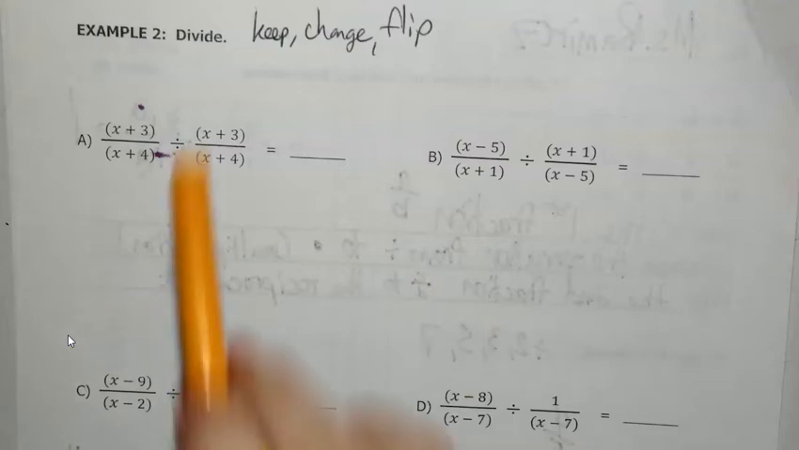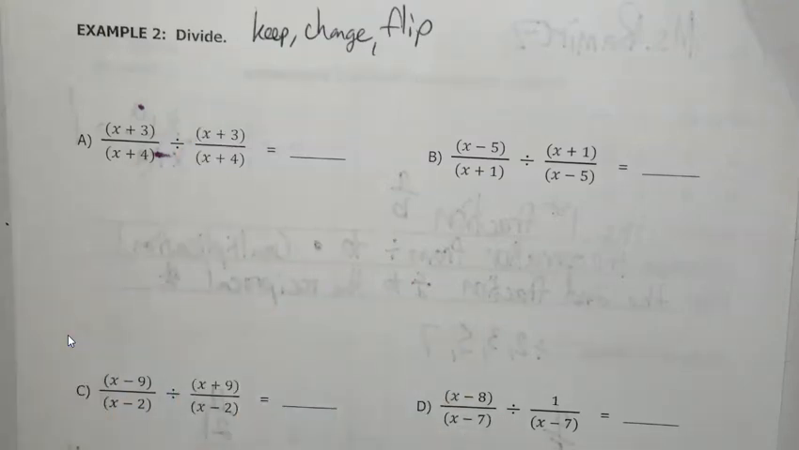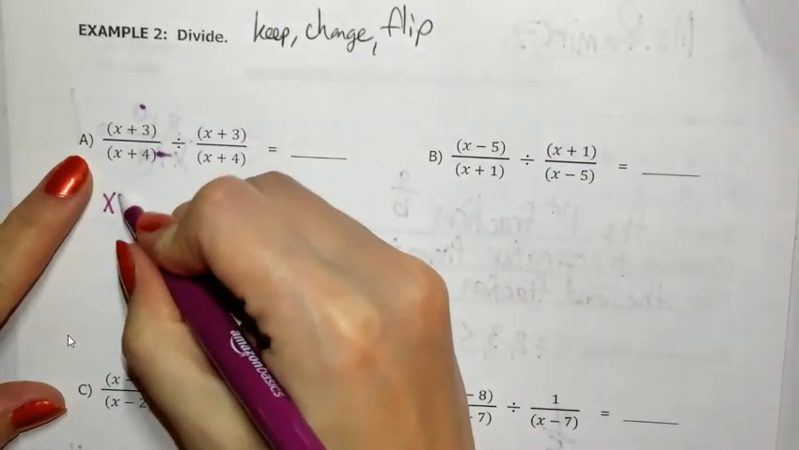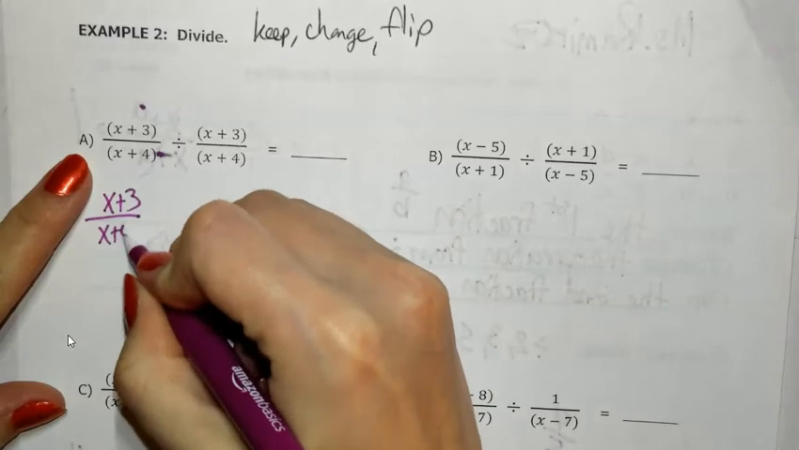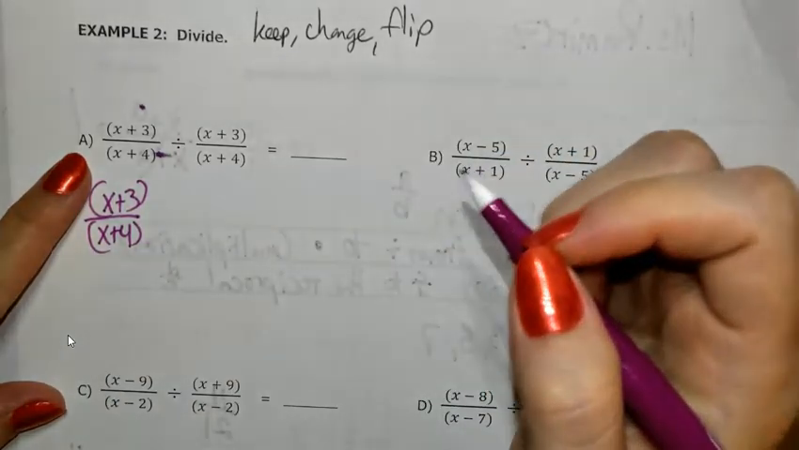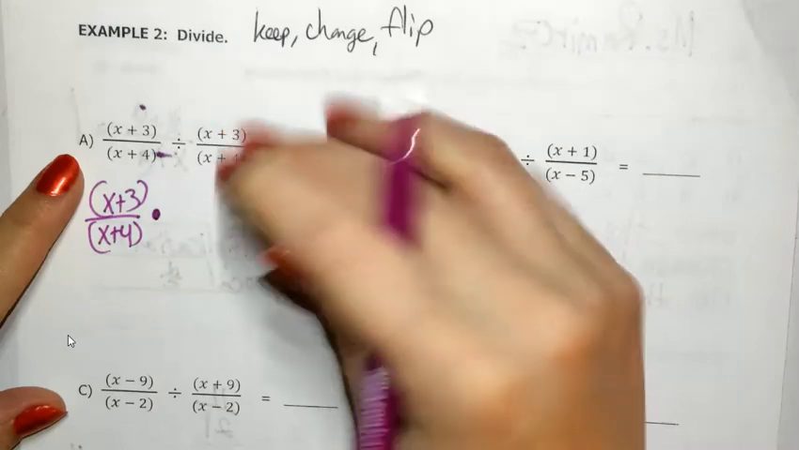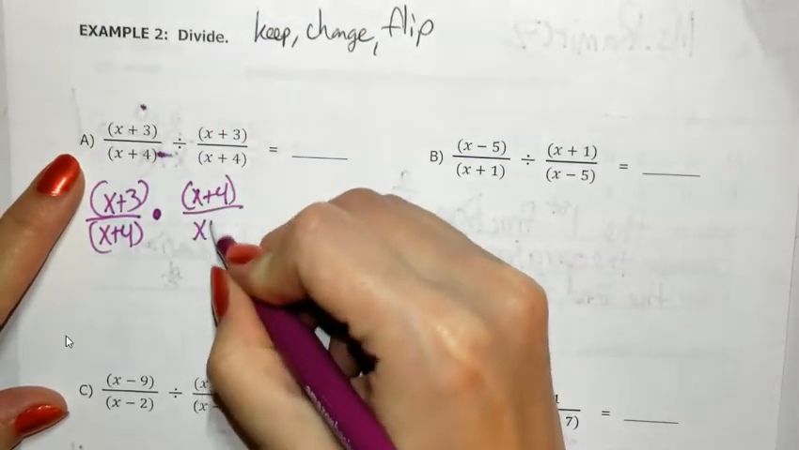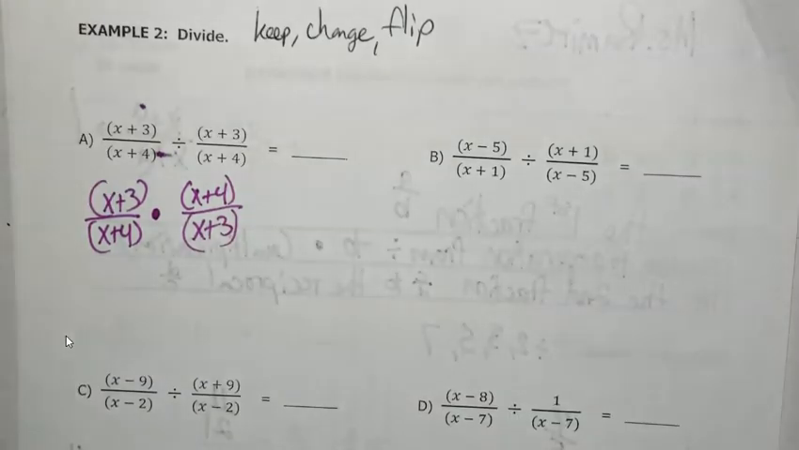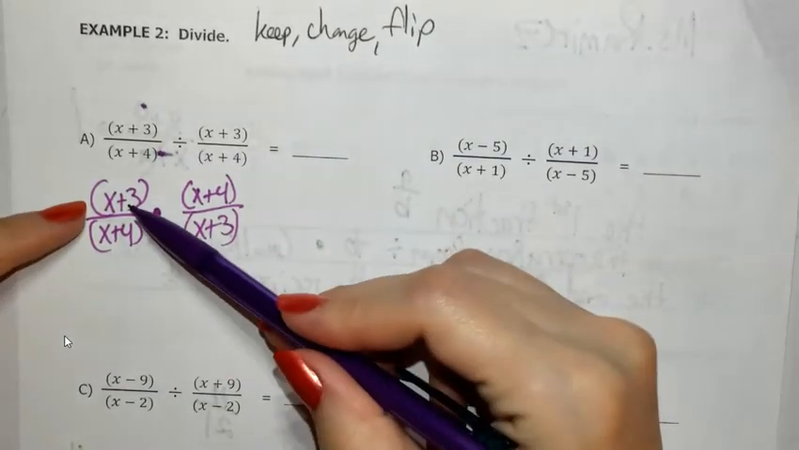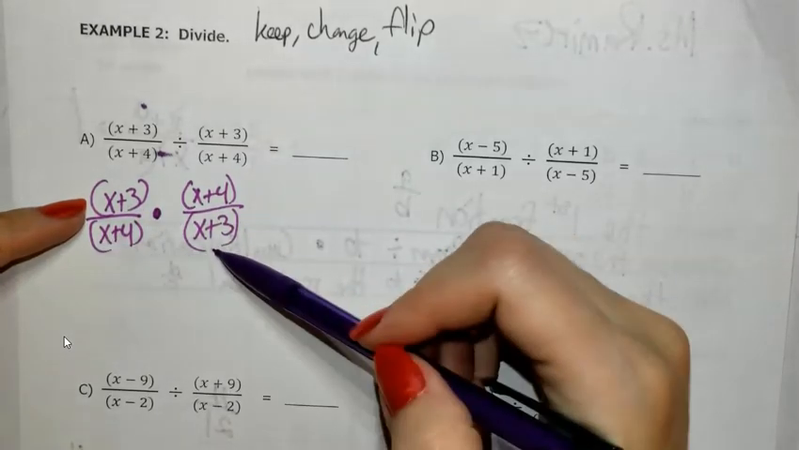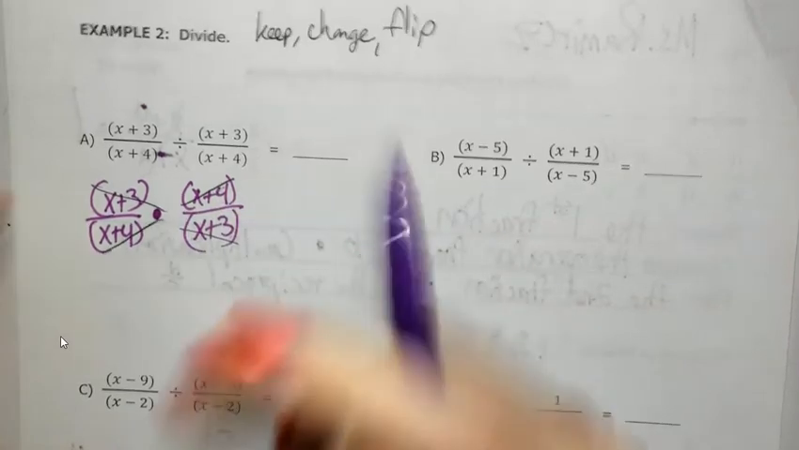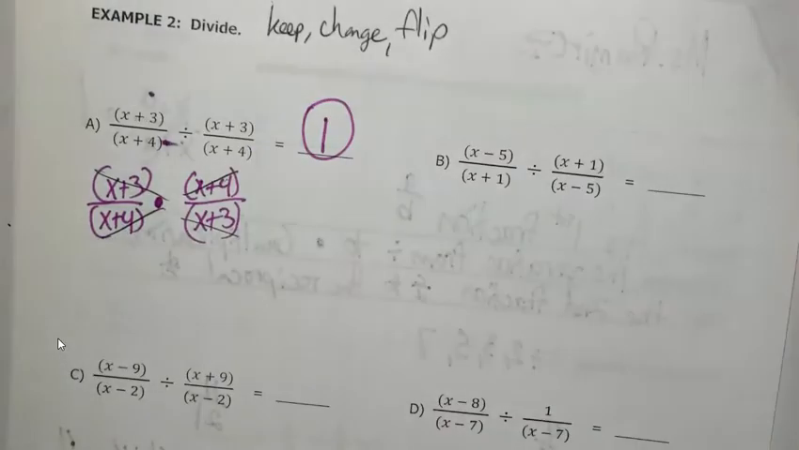So example 2 says divide. So we'd still do keep, change, flip. x plus 3 over x plus 4. So we keep that first fraction. Change divide to multiply, and then flip the second fraction to get x plus 4 over x plus 3. Let's cancel the like terms. Does anything cancel with x plus 3 down here? Yeah. How about these? Do they cancel? Yeah. When everything cancels, the answer is 1.